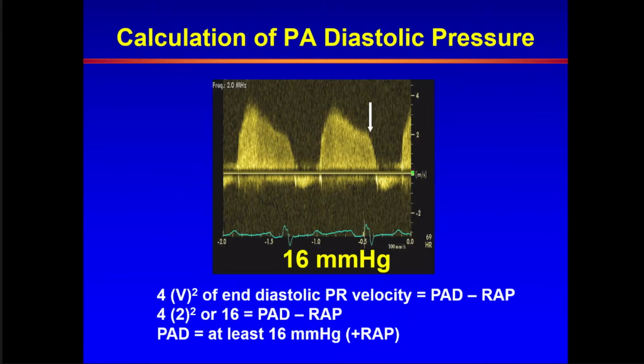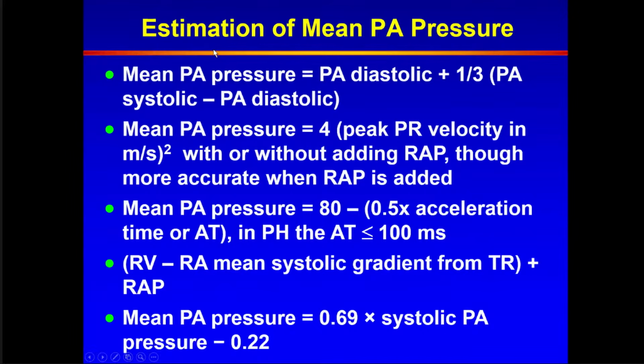PA diastolic pressure is also of interest in assessing left atrial pressure in the absence of pulmonary vascular disease. How about mean PA pressure? This is the expression that you can use to estimate mean PA pressure. It's the diastolic plus 1/3 pulse pressure. So if you have a complete TR jet, a complete PR jet, you can get it this way.